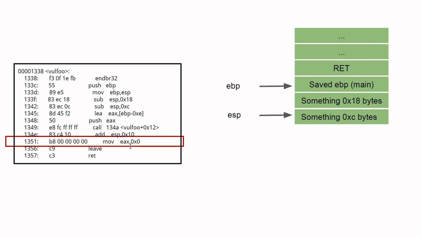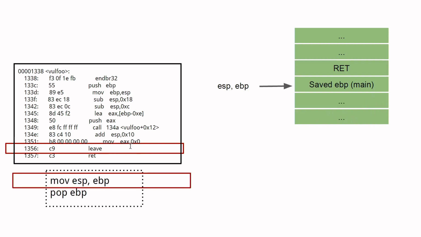So when a function returns, EAX has a return value, and we're returning 0. So we move 0 to EAX. Then we have 2 more instructions. The first one is leave. Like I said at last class, leave is equivalent to 2 instructions. One is move EBP to ESP, then pop EBP.